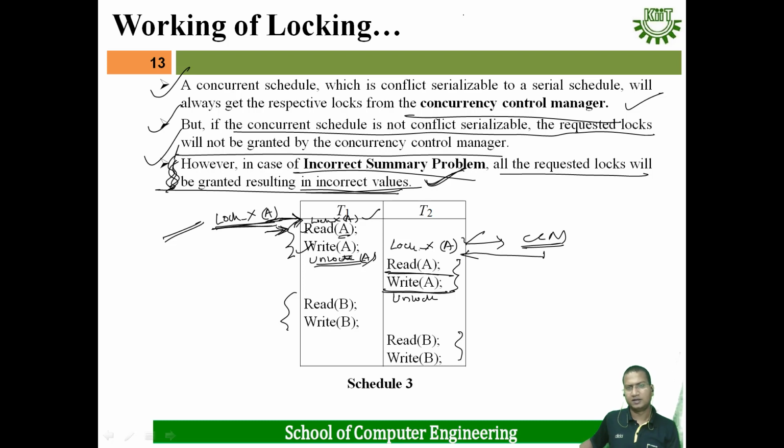T2 transaction will unlock the locks on A. That means all locks will be unlocked. Then after that, suppose T1 wants to execute these two instructions.